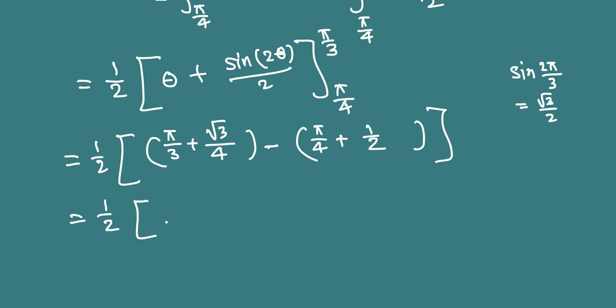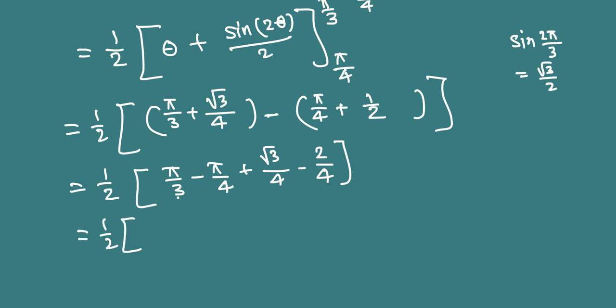So 1 half times pi over 3 minus pi over 4. They are like terms, so let me put them together: pi over 3 minus pi over 4, plus we have root 3 over 4 minus 1 half, and 1 half is the same as 2 fourths. I'm making a common denominator. 12 is the common denominator, right? 3 goes into 12, so we multiply 4 over 4, so 4 pi, minus, multiply 3 over 3, 3 pi. 4 pi minus 3 pi is just pi, plus this is basically root 3 minus 2 on the top over 4.